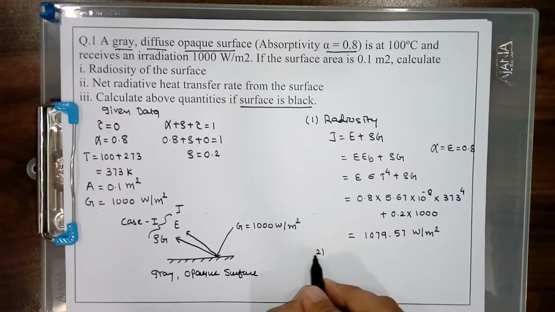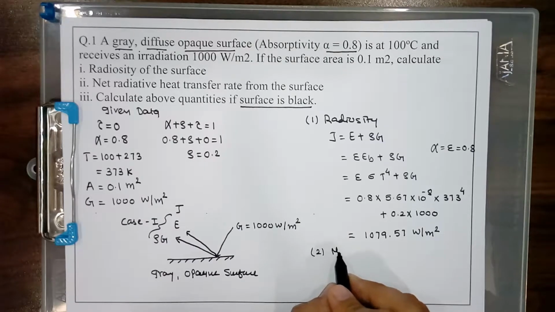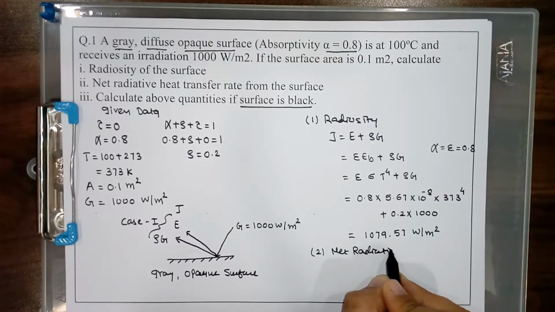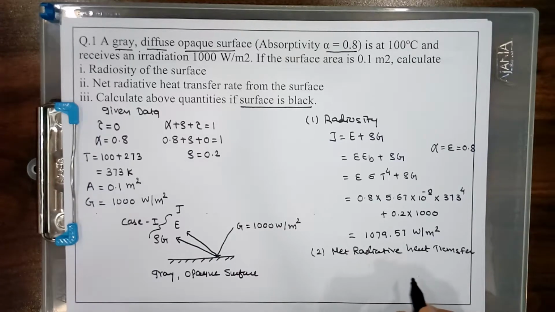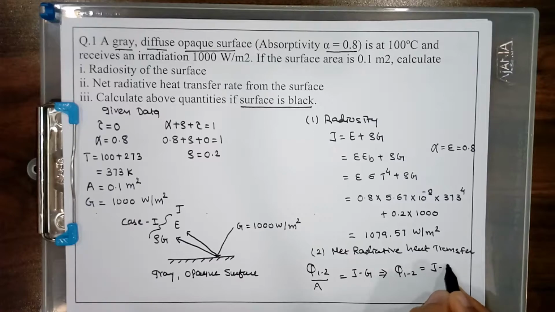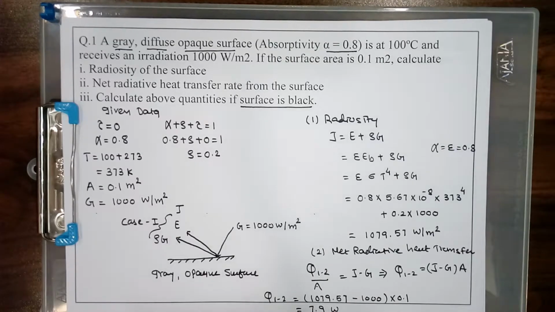Now the second quantity asked in the numerical is the net radiative heat transfer, which equals Q12 divided by A equals J minus G. So using this formula we can make the subject that Q12 equals J minus G into the surface area. So finally our answer is Q12 equals J, 1079.57, minus the incident radiation, that is 1000, into the surface area, that is 0.1 meter square. So finally our answer will come, and that is 7.9 watt.